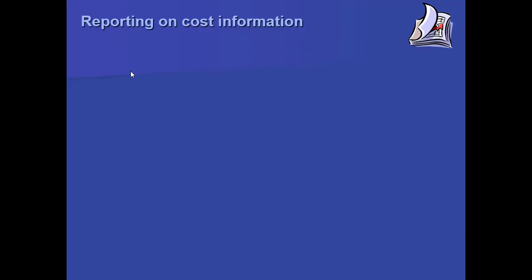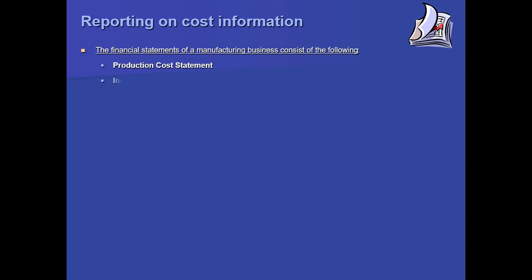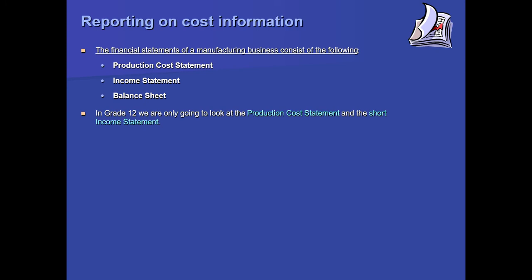Alright guys, let's do the reporting on cost information. When we do the reporting on cost information, we're going to be focusing on financial statements of a manufacturing business, and it consists of the production cost statement, income statement, and balance sheet. For grade 12, we are only going to do the production cost statement and the short income statement.